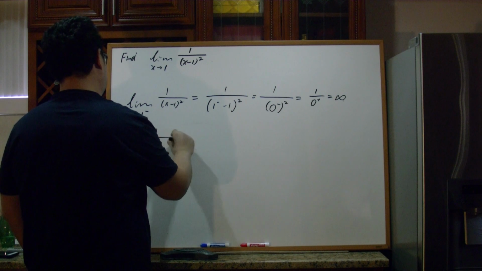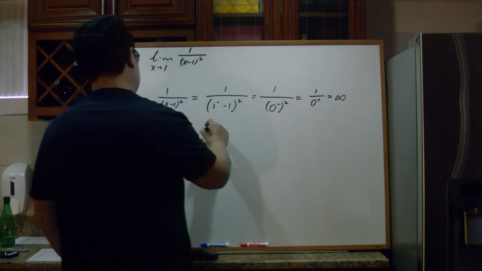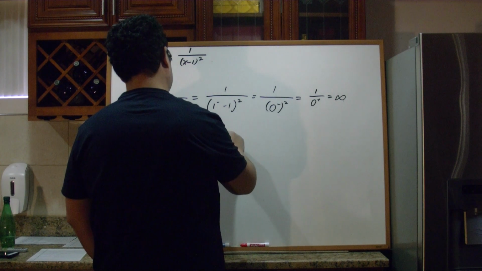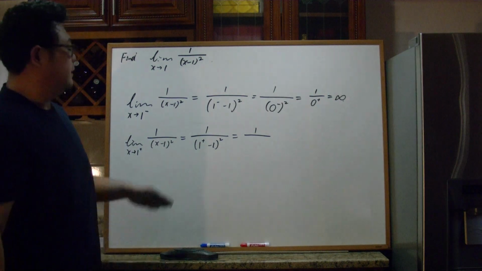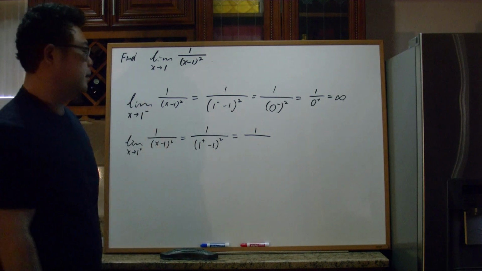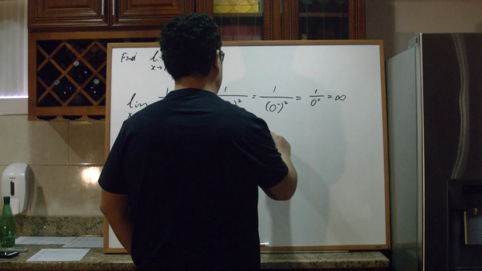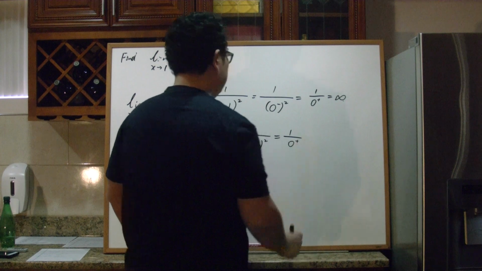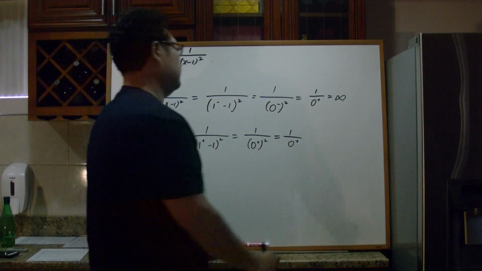Also from the right side of 1, a little bit bigger than 1, minus 1, will be a little bit bigger than 0. When we square it, it's still a little bit bigger than 0. It's still a positive number. Right? So we get infinity.